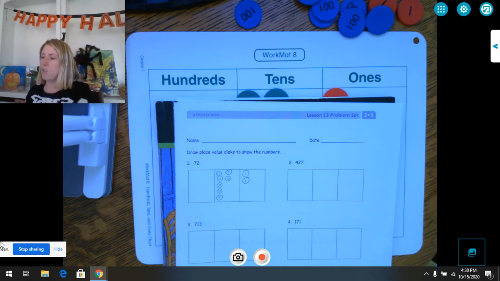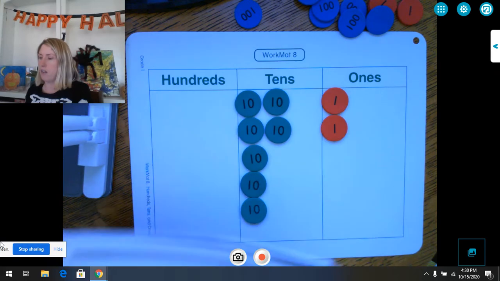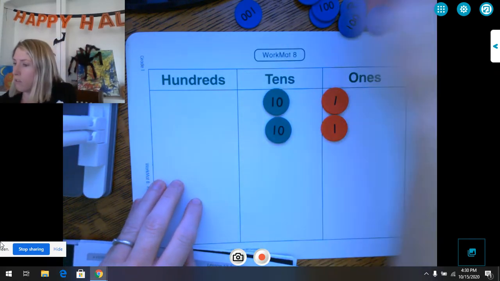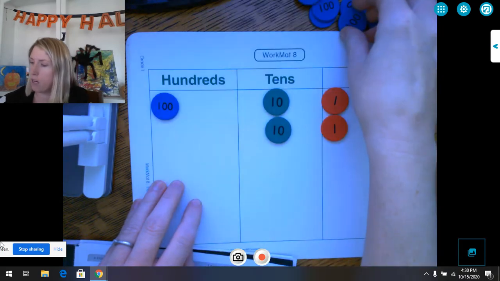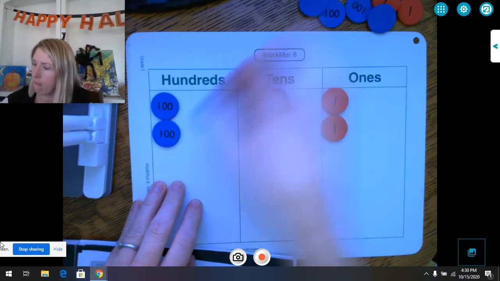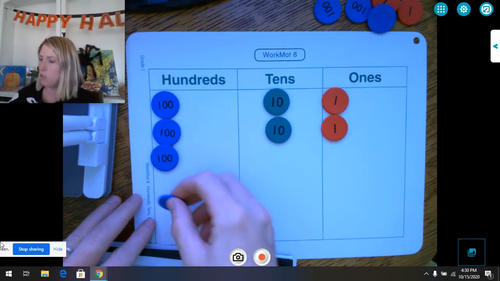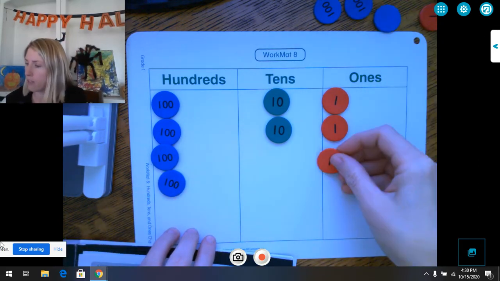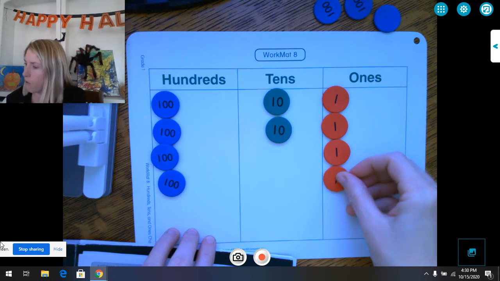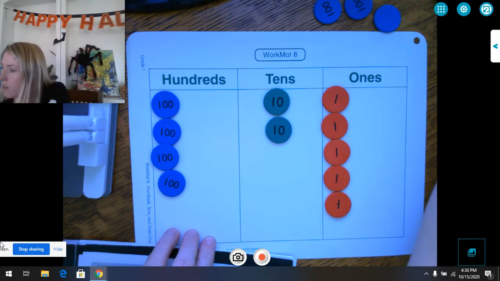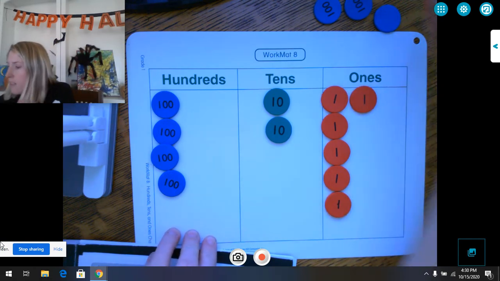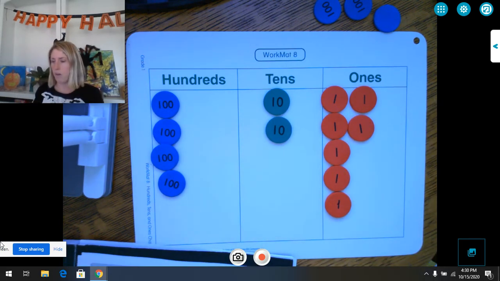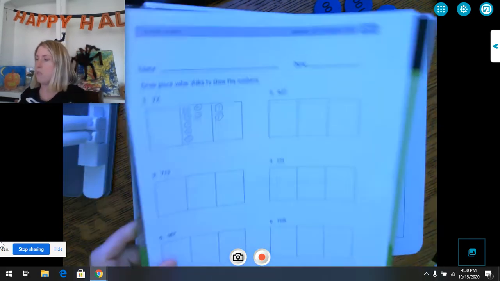We have 427. 4 hundreds for 400, 2 tens for 20, and then we need 7 ones. 3, 4, 5, 6, 7. So this is 427, and that's what we're going to draw here on our place value chart.